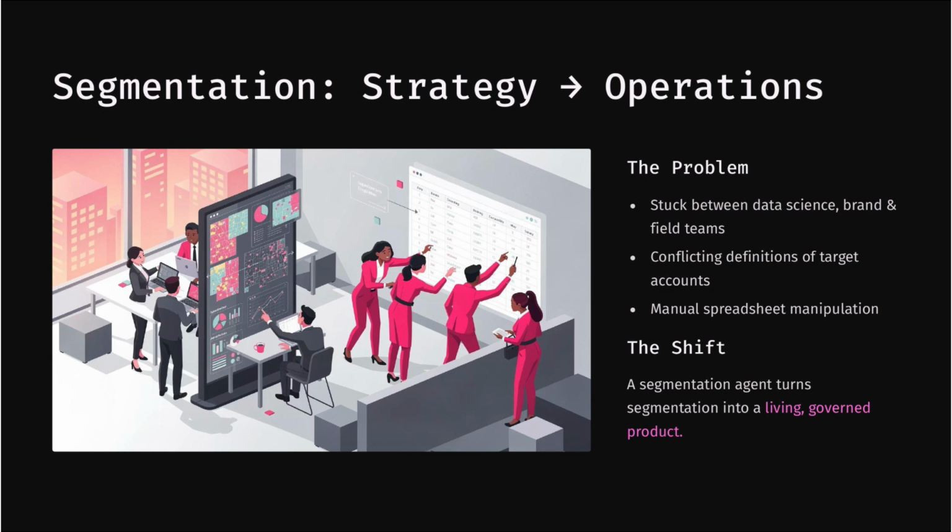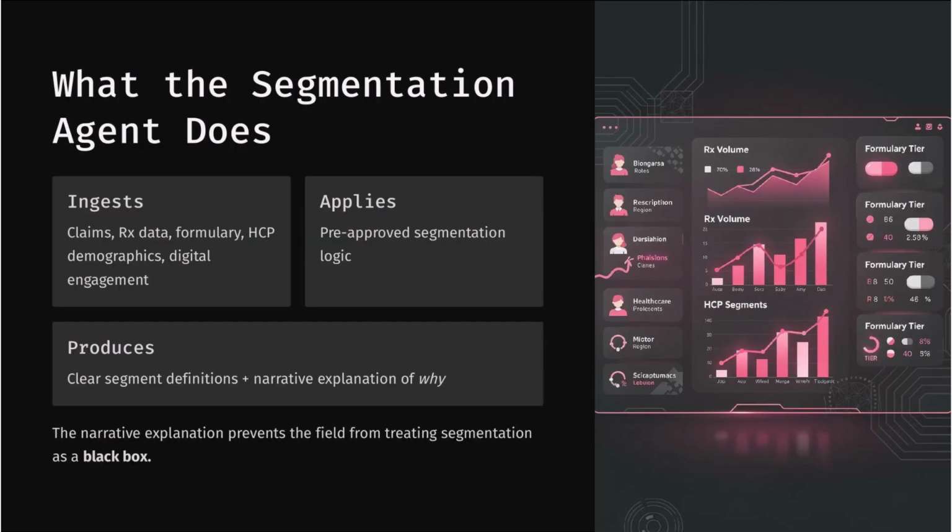In most organizations, segmentation gets stuck between data science teams, brand teams, and field leaders. You have different definitions of what a target account is, different data sources, and a lot of manual manipulation in spreadsheets. A segmentation agent changes the workflow by turning segmentation into a living, governed product. Here is what that agent actually does.